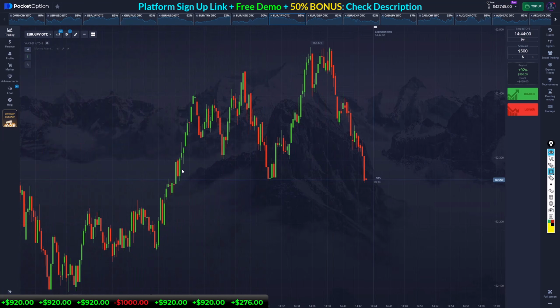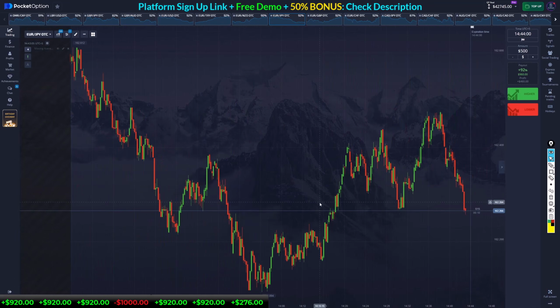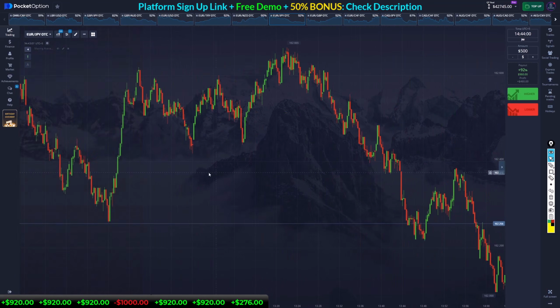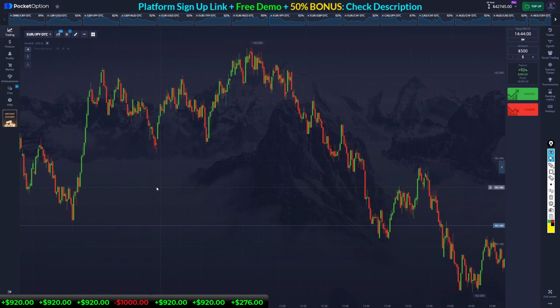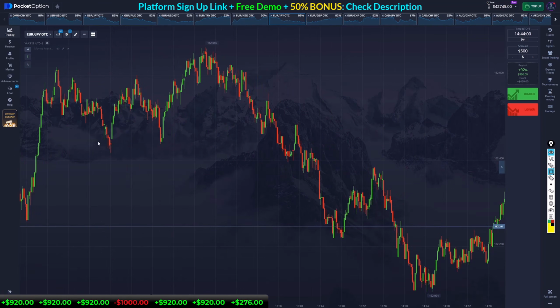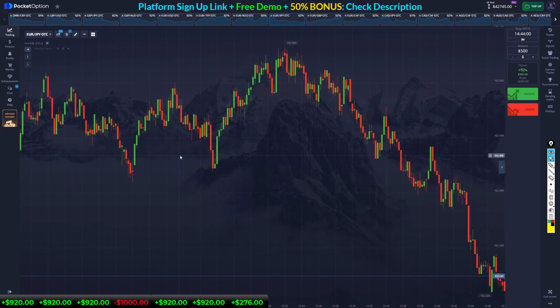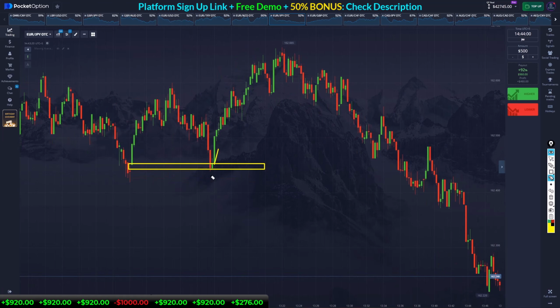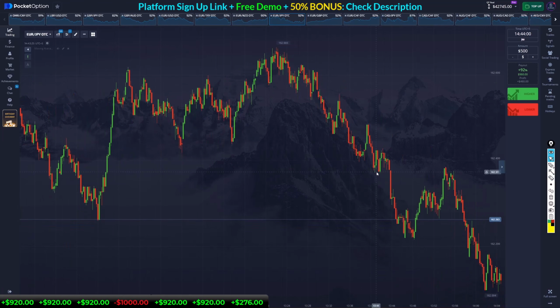For example, this one. It's not a very good support area. Okay, I wouldn't take this. We need more obvious supports and resistances. And this one also. This one is a good one, but we don't see any demand area here. That's why it just broke so easily.